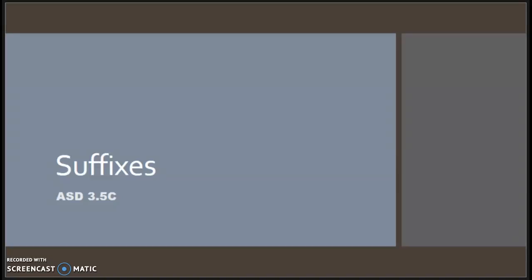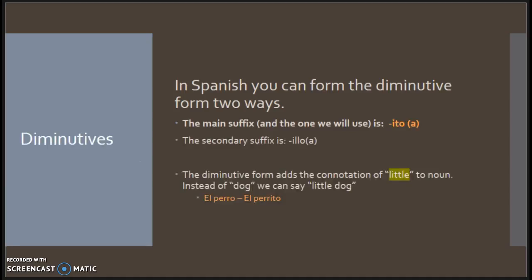Welcome to Lesson 3.5c on suffixes, specifically diminutives and superlatives. There are two ways to form the diminutive in Spanish. The main suffix, or the primary way, is to use the ending ito or ita or itos, itas on the end of your noun. Now, there is a secondary way to form it, and we will not focus on that, but if you add illo or illa to the end of the noun, it does the same exact thing.